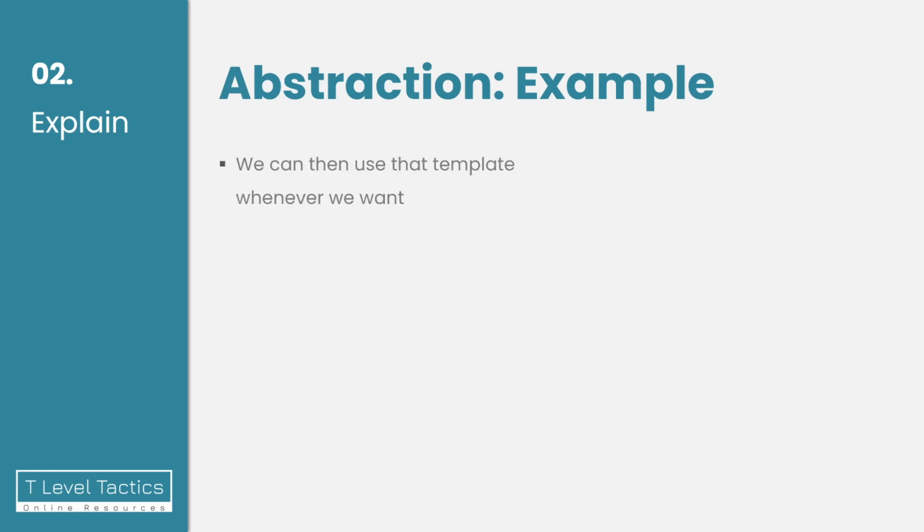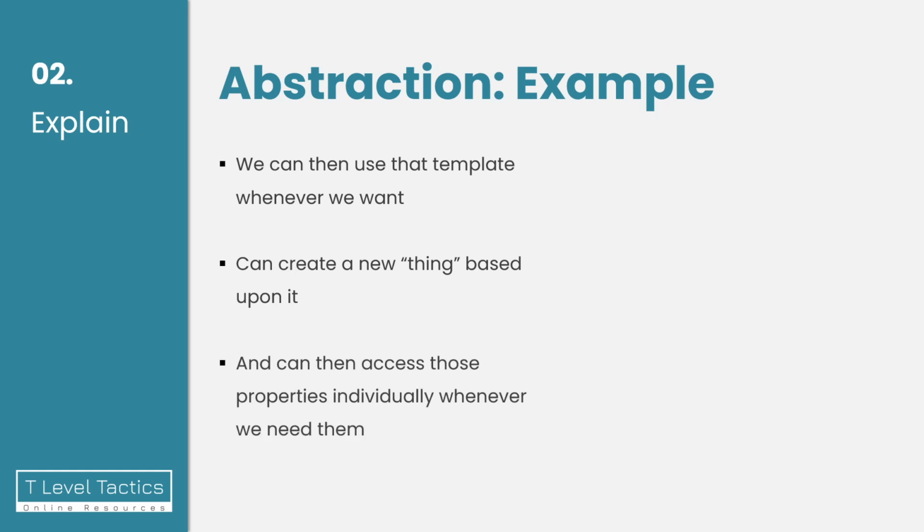So we can use that template whenever we want. We can create a new thing based upon it, in this case, an animal. And then later on, we can call upon it and access those properties individually whenever we need them.